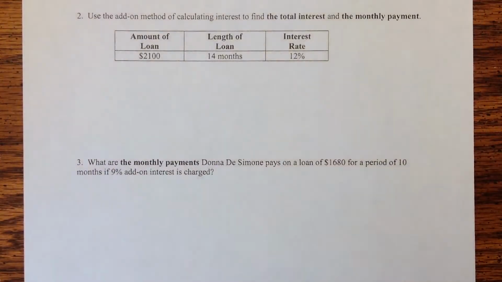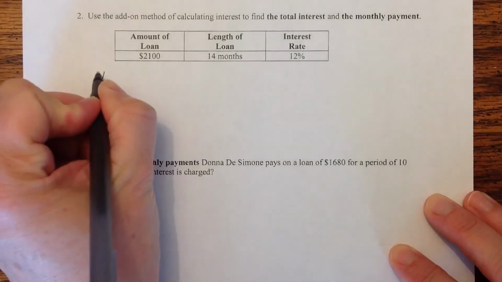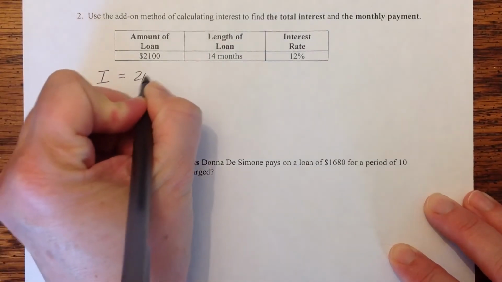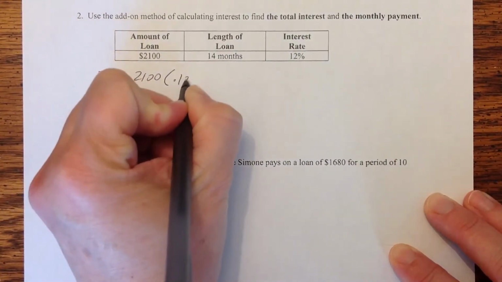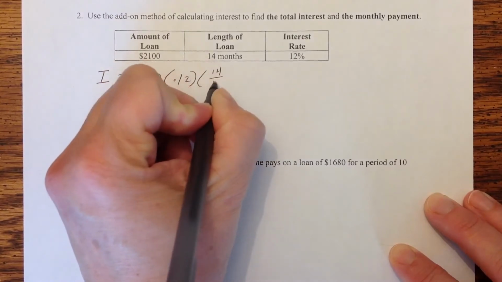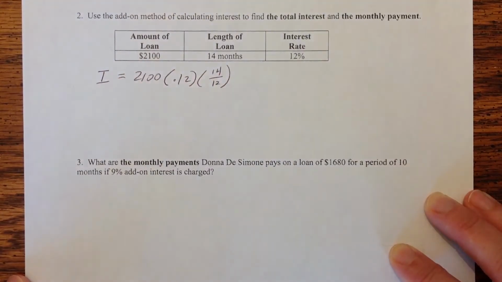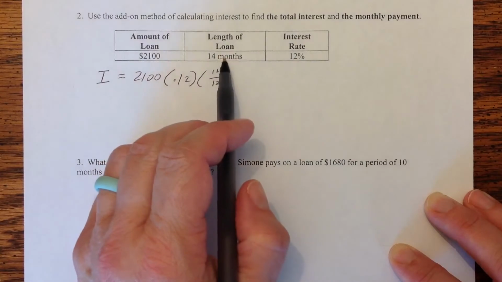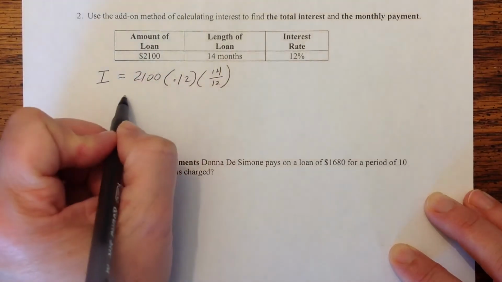So let's say that they want you to pretty much do that again. So use the add-on method of calculating interest to find the total interest and the monthly payment under the following loan conditions. So add-on interest is simple interest, so I equals 2,100 times 0.12 times 14 twelfths, because remember T must be in years. So since this is in months, we need to put it over 12.